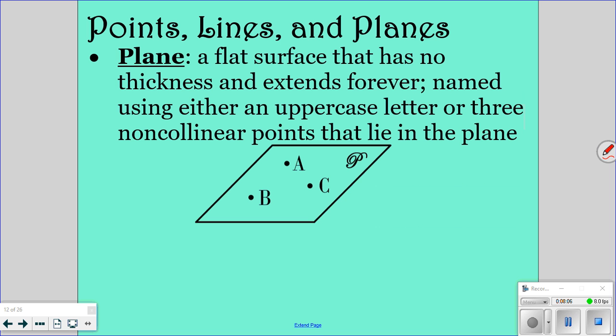Okay, looking at a plane. It's a flat surface that has no thickness and it extends forever. You name it either using an uppercase letter or 3 non-collinear points that lie in the plane. So either an uppercase letter or 3 non-collinear points.